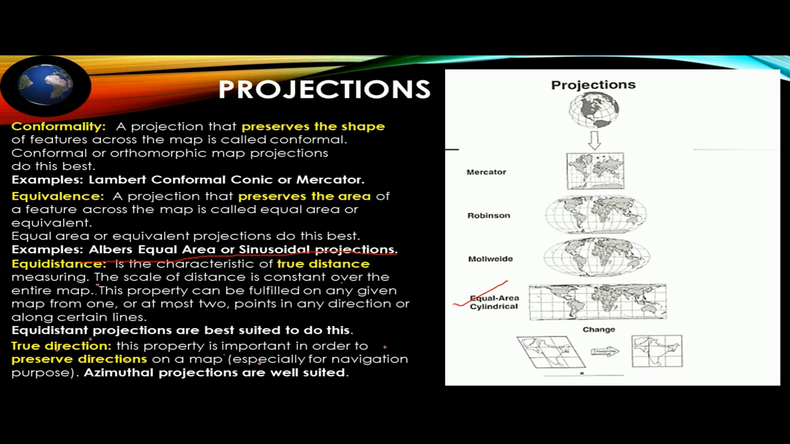For true direction, the property is important in order to preserve the direction on the map, especially for navigation. Azimuthal projections are well suited.